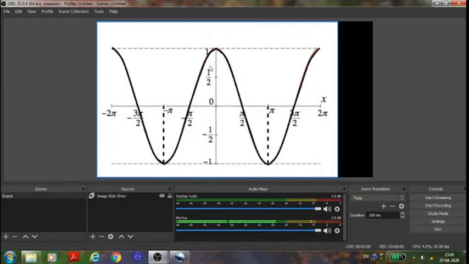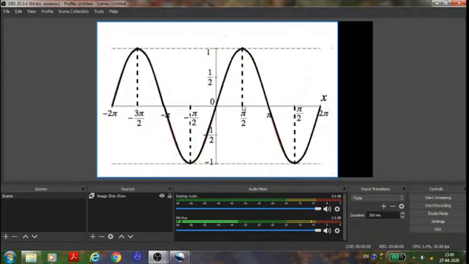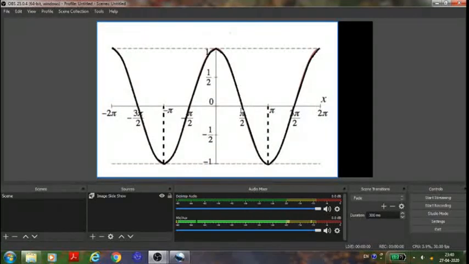Similarly, this is the cos function. It is similar to the sine function, just the values are different. Cos 0 is 1, and then cos pi by 2 is 0. You can see in the previous slide that sine pi by 2 was 1, but here cos pi by 2 is 0.